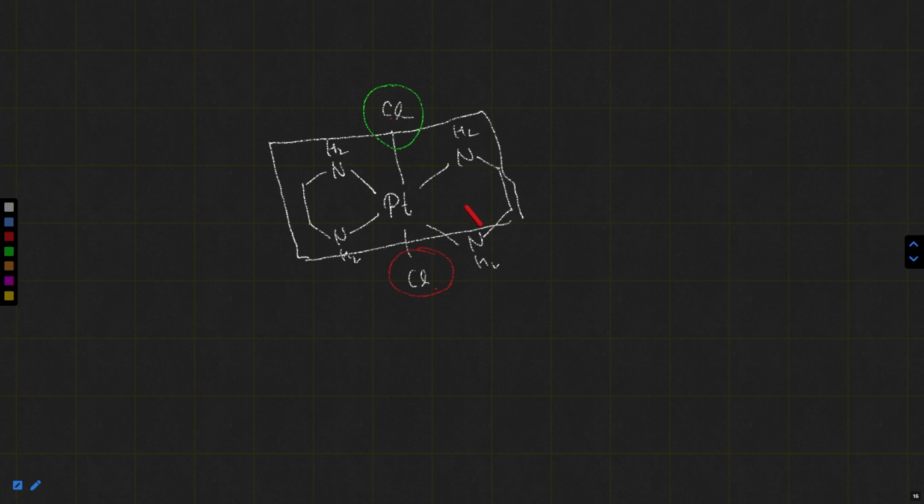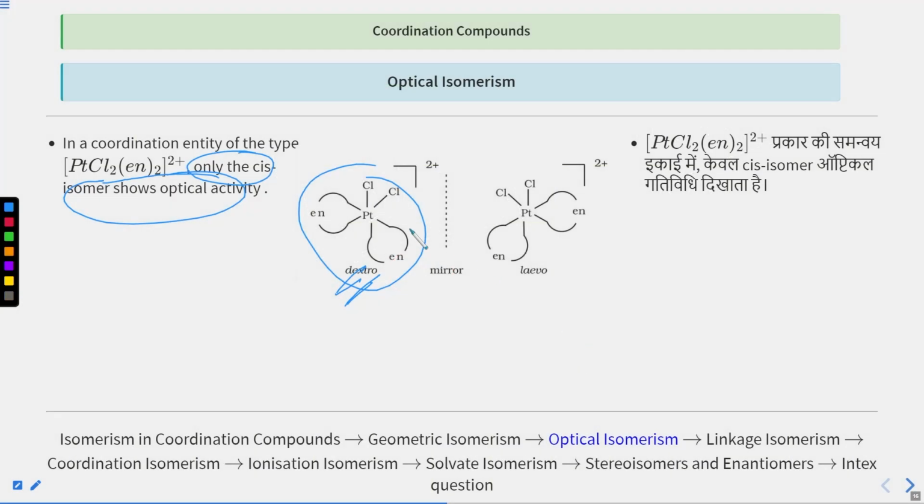See, the plane which you are passing, if the molecule is in that plane, you don't have to worry about it. If it is falling out of the plane, you will see whether there is a mirror image present down or not. So there is a mirror image. This will not show optical isomerism. Is it clear? Now you also don't have to learn whether it is dextro or levo. This is not important. If you remember it, well and good, for information, but you don't need to learn that this is dextro and this is levo.